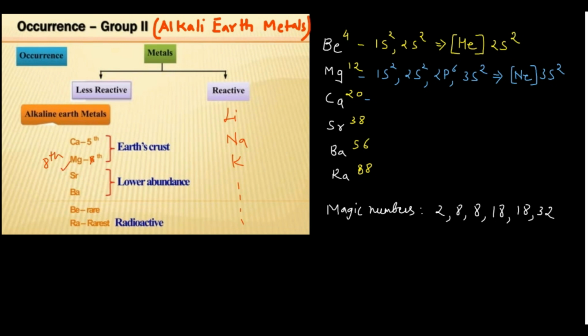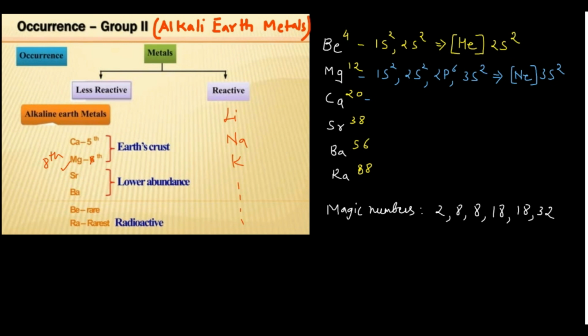Strontium and barium occur in quite low amounts, while you can find beryllium only rarely in the earth's crust, and that's why it is not included in the true alkaline earth metals. Later I will come to that important question also. Radium is the rarest, and it is radioactive also. Please remember these points.